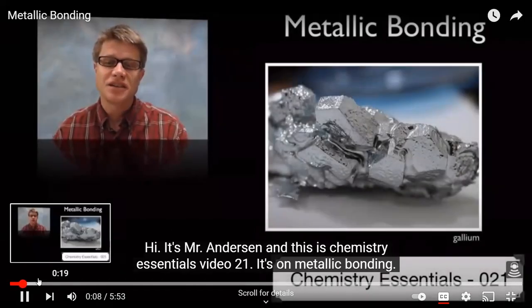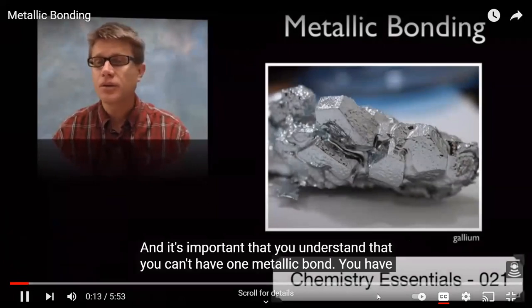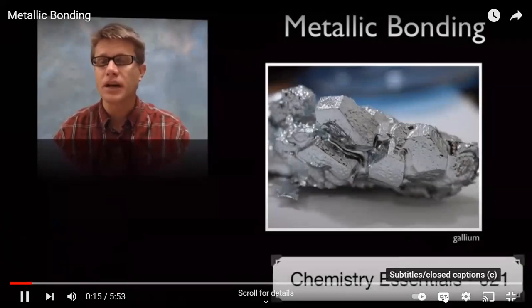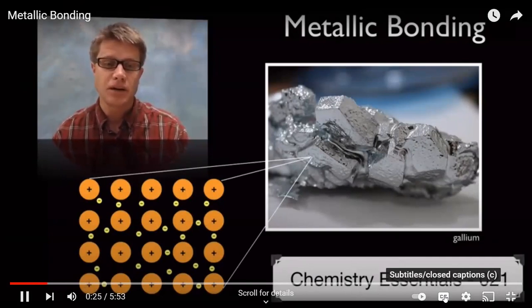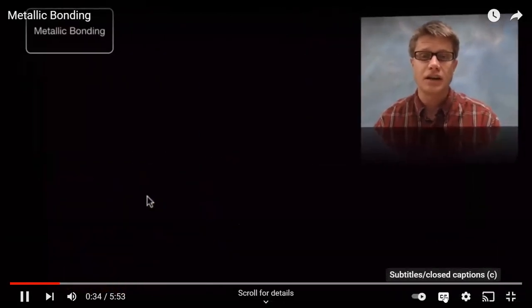Hi, it's Mr. Anderson, and this is Chemistry Essentials video 21. It's on metallic bonding. And it's important that you understand that you can't have one metallic bond. You have to have a number of atoms together sharing their electrons and therefore sharing their bonding. And so the way we look at metallic bonding is the electron sea model, where you have all of these electrons and they're shared by all the atoms. It creates a sea of electrons, and then the protons are kind of held on the inside of that.